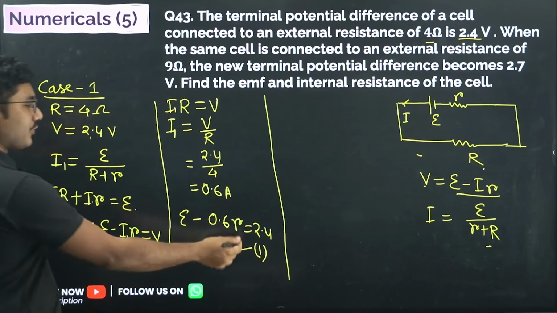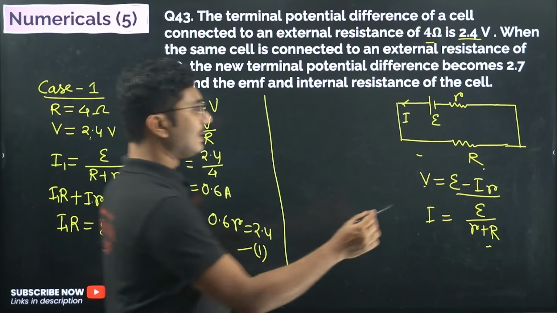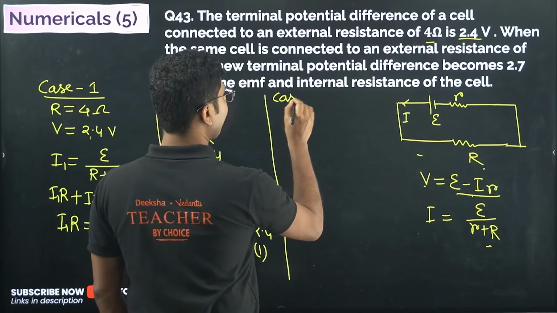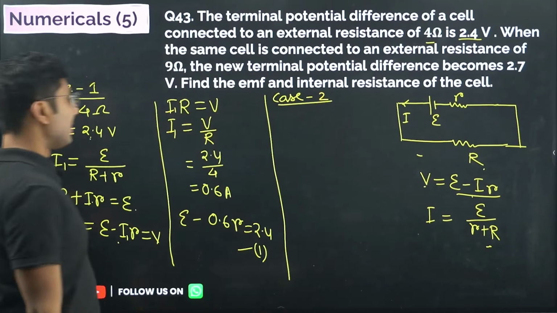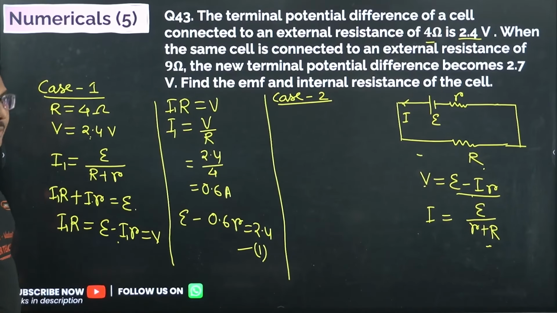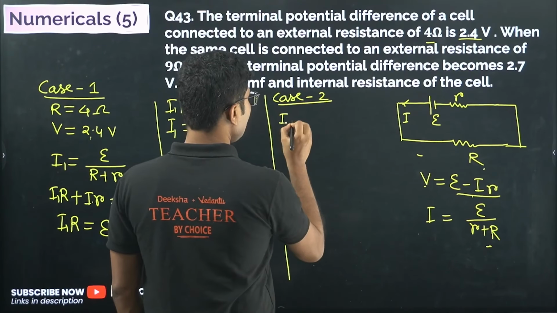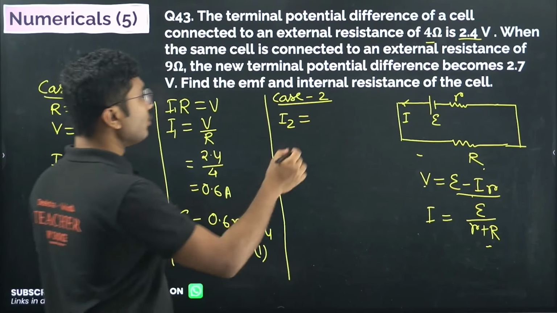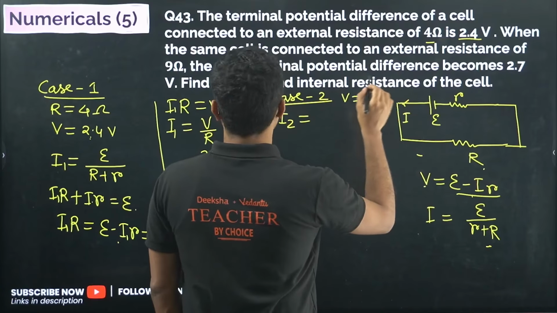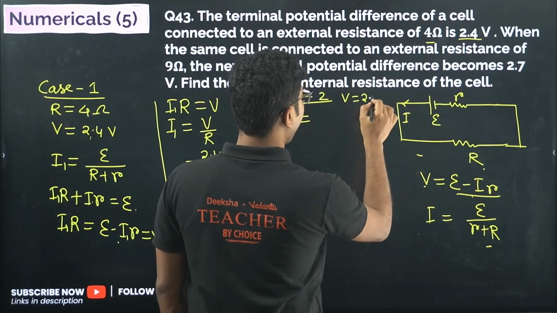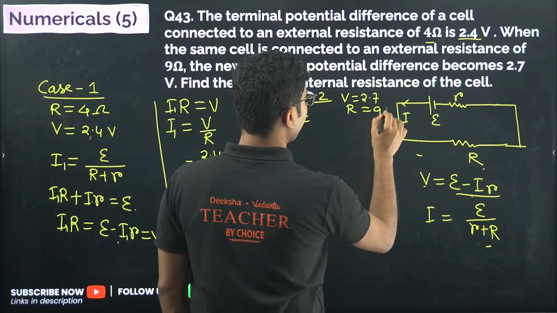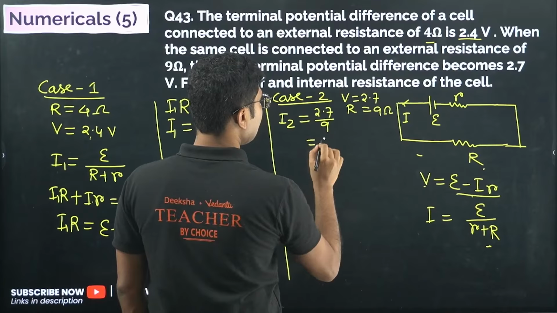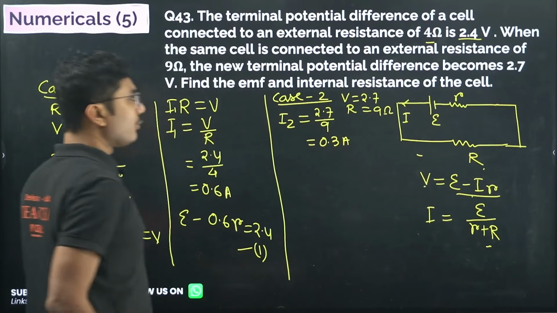Because we have to find epsilon and r, we have to go back to this equation one by one. Now for case 2, because we have done the mathematics, we are not going to repeat those steps. We will directly calculate I2. So I2 equals again V upon R. Now what is V in case 2? V is 2.7 and resistance is 9 ohm. So I2 will be 2.7 divided by 9, that is 0.3 ampere.